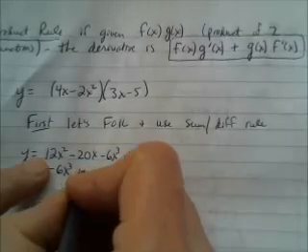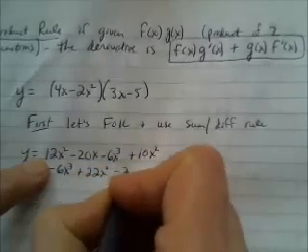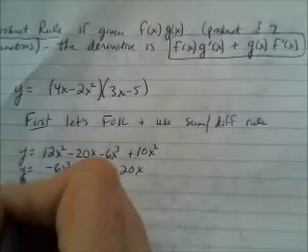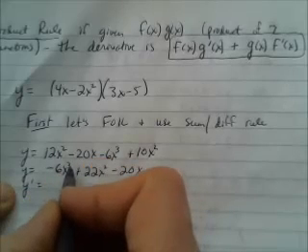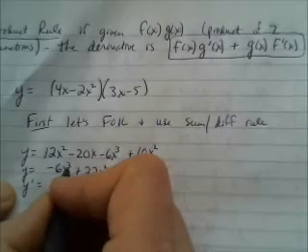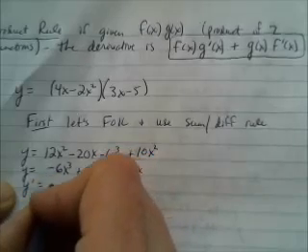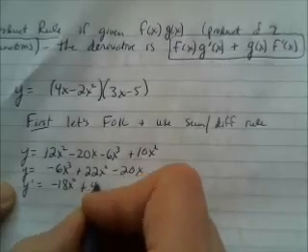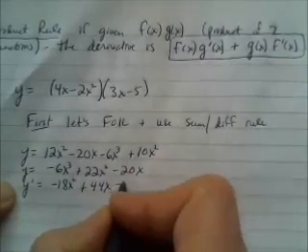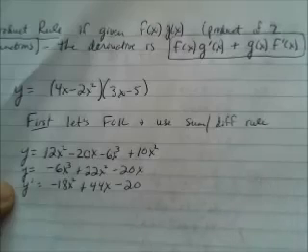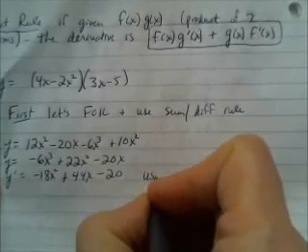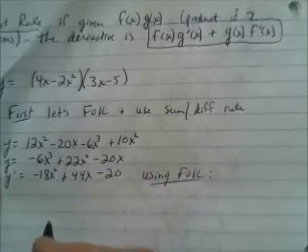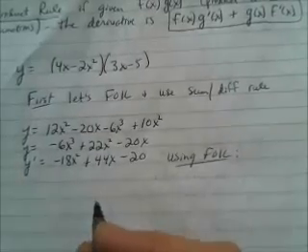12 and 10 is 22x squared minus 20x. Well, there's y after we FOIL it, and if we wanted to get y prime, we can just use our power rule on each individual term. So negative 6 times 3 is negative 18x to the second, plus 22 times 2 is 44x, and then minus 20. So there's y prime using FOIL. Sometimes it's easier to FOIL something out first and then use this method. Sometimes it's easier to use the product rule.